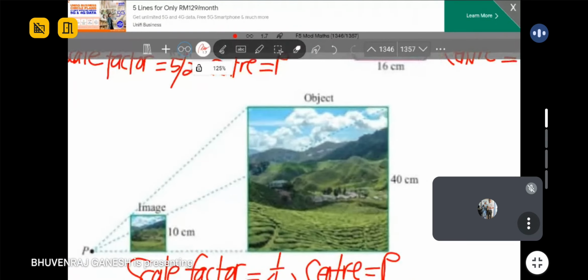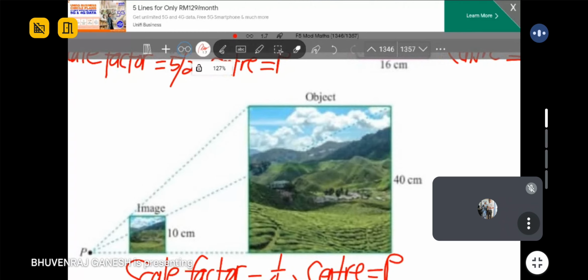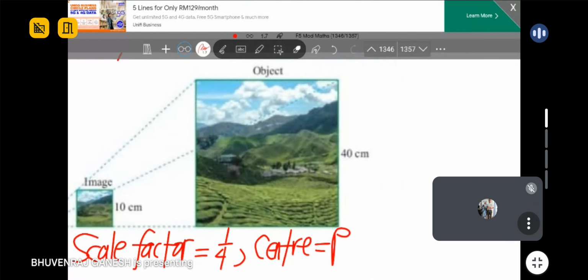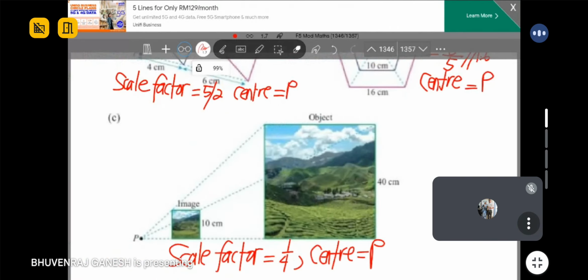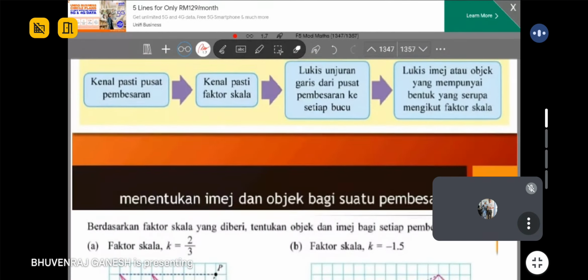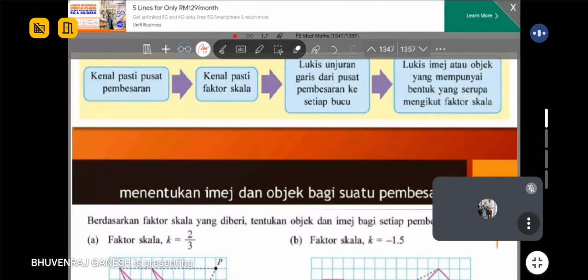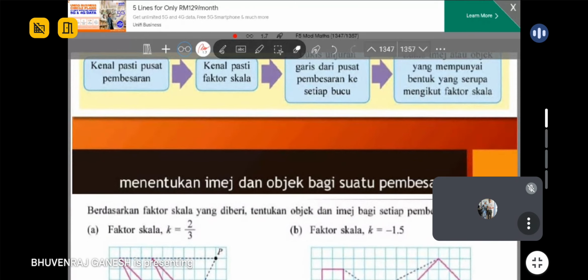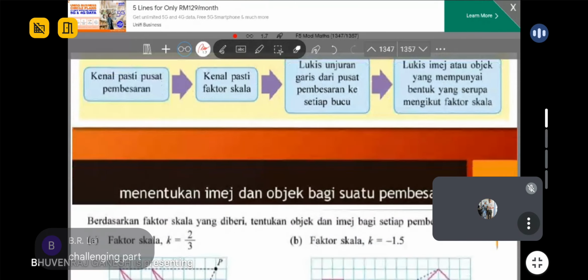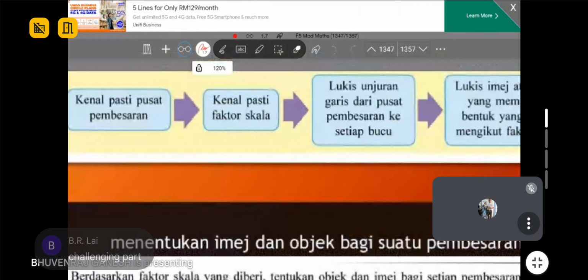But for the center of enlargement, it's usually better to give the coordinate. You give the coordinate, more safe. Alright? So now, guys, we are going to come to the part of seeing the steps.